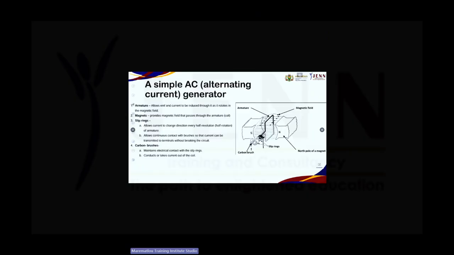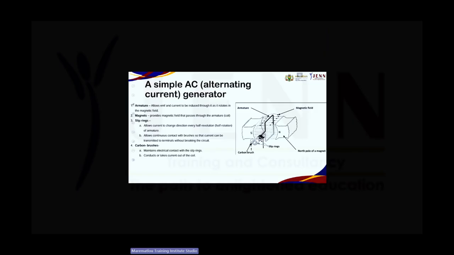So this is a representation of an alternating current. Now, with your alternating current, that is where you're going to get most of your questions, because this is where we can have a lot of calculations as well. Now, let's quickly look at every part of our AC generator.